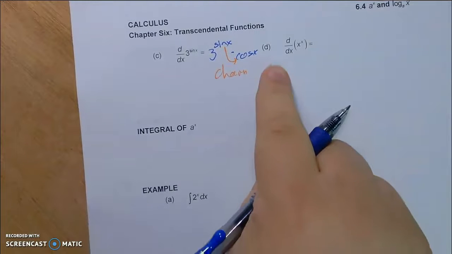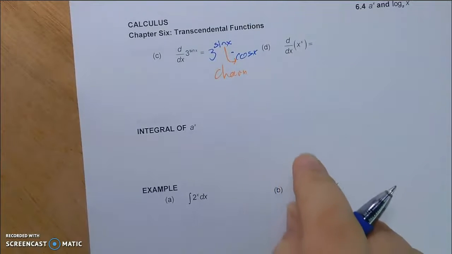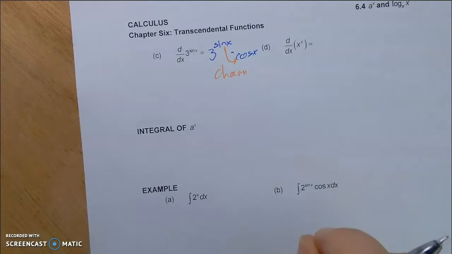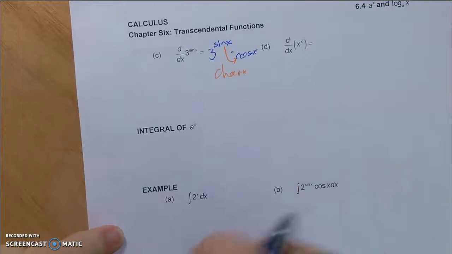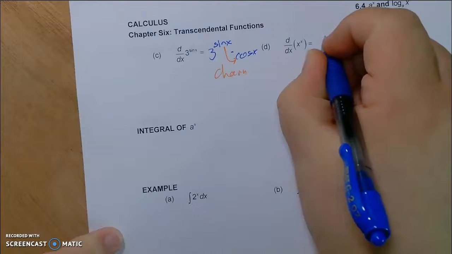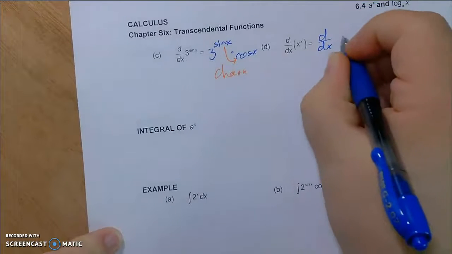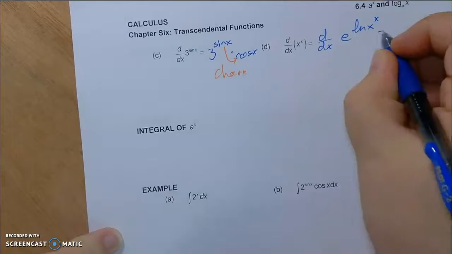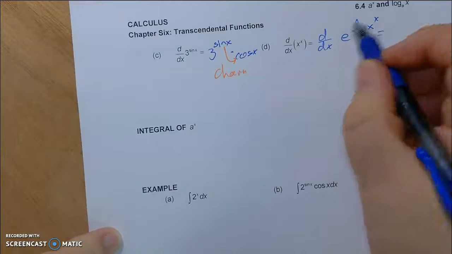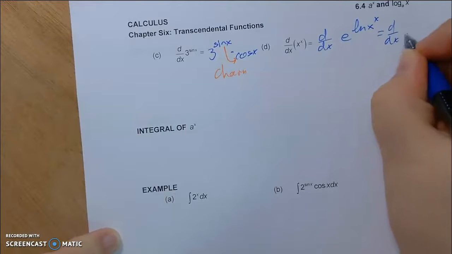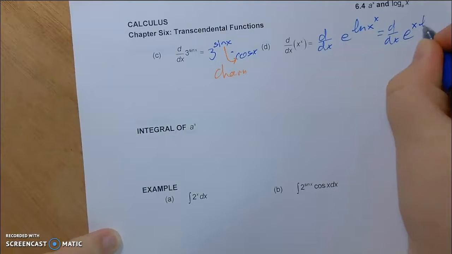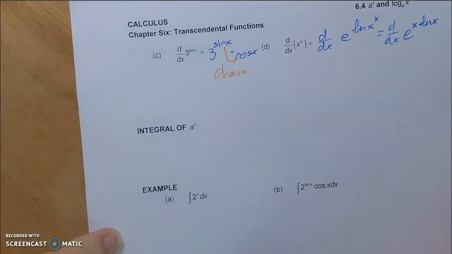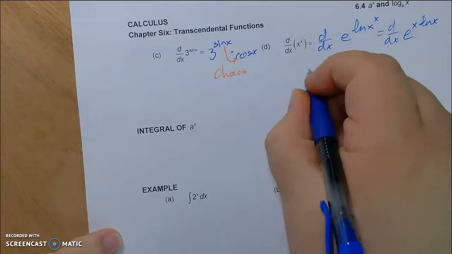Now, part D here is a little bit harder because we have x to the x. We don't have a constant base or a constant exponent. We have to change it, and we're going to do that similarly, and you don't have to memorize this. We change that just like we did earlier by raising e to the natural log of x to the x. Well, again, we're going to take this power and move it down, so it's going to be the derivative of e to the x log x.